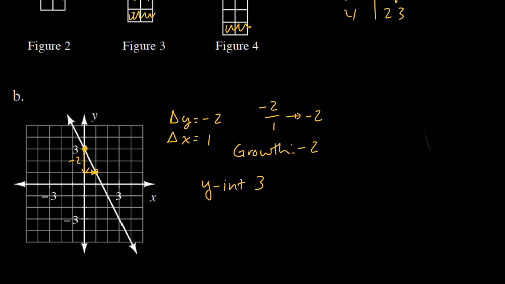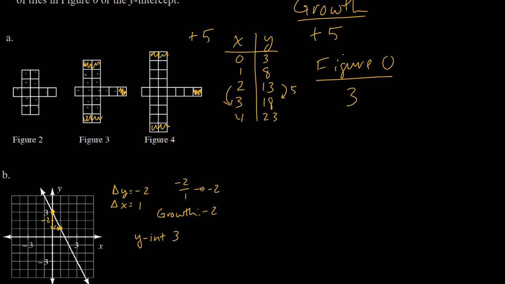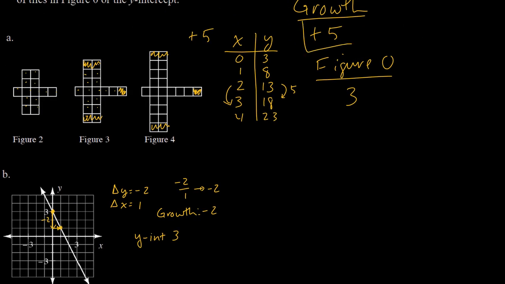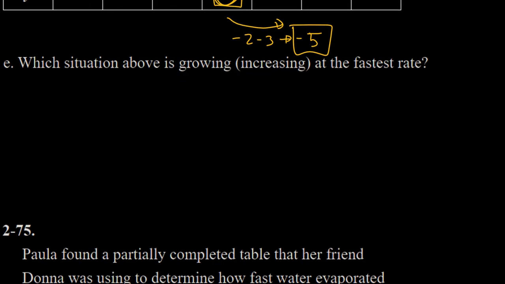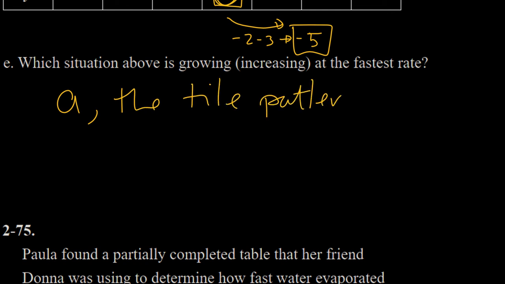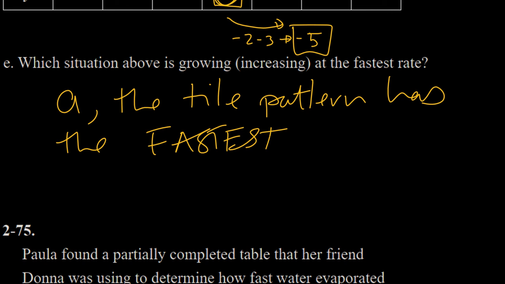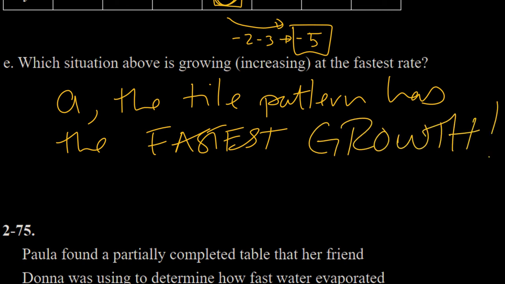D has a growth of negative 2. And this top one has a growth of 5, right? This one's growing by 5 each time. So the one that has the greatest growth is A, the tile pattern. It has the fastest growth. It has the biggest growth, right? What is it? It's plus 5. It's growing by 5 each time.